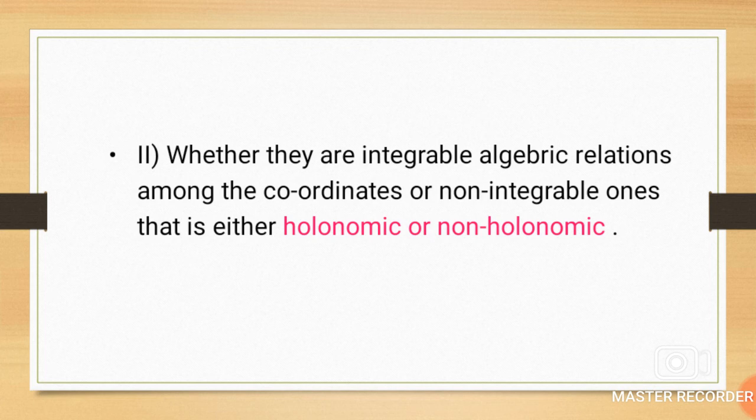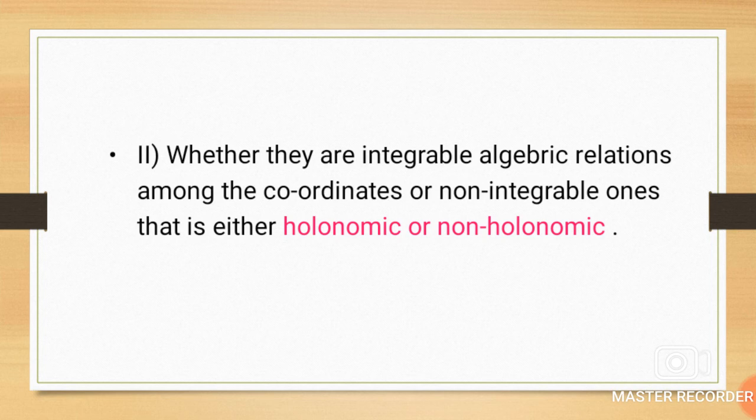The second criterion is whether they are integrable algebraic relations among the coordinates or non-integrable ones, that is, either holonomic or non-holonomic. The remaining two criteria we will discuss in our next videos. So in this video we will discuss the constraints based on the second criterion, whether they are integrable algebraic relations or non-integrable ones. So let's start with that.